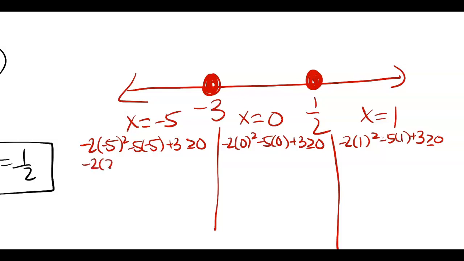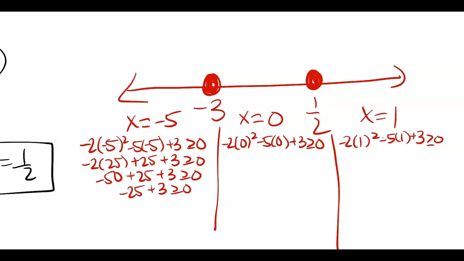This will give me negative 2 times 25 plus 15. Ooh, not plus 15. Plus 25 plus 3 is greater than or equal to 0. That's negative 50 plus 25 plus 3. Negative 50 plus 25 is negative 25 plus 3 is greater than or equal to 0. And negative 25 plus 3 is negative 22, which is greater than or equal to 0. Is this statement true? It's not. This is false. So our solution set cannot be to the left of negative 3.